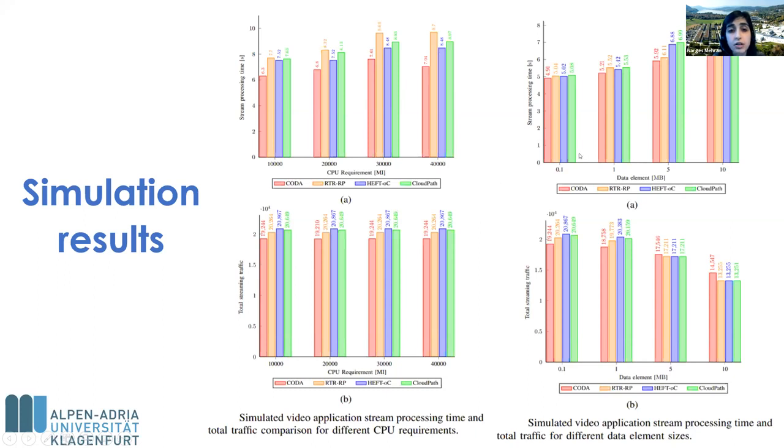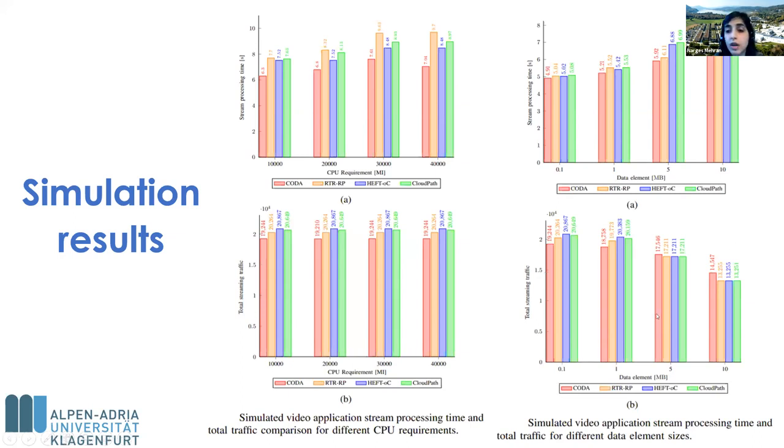For the stream processing time, as you can see, by increasing both the CPU requirement and data element size, the methods were getting changed, and we had an increasing result by implementing different methods. Although for the total streaming traffic, by changing the CPU requirement, we didn't have many changes because the data size was somehow fixed.